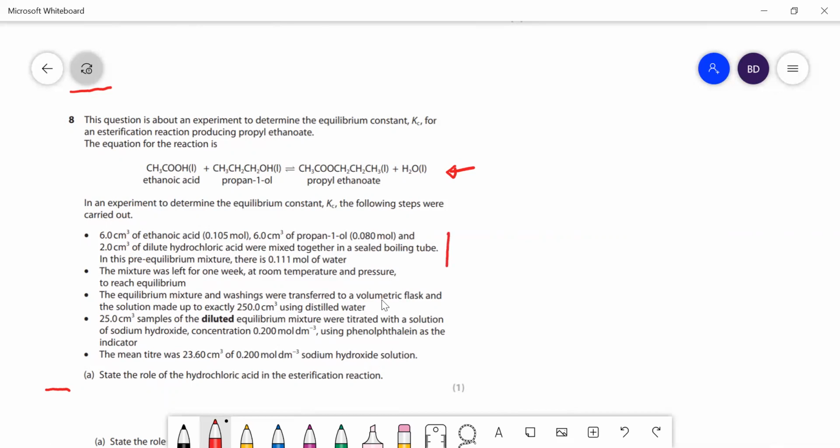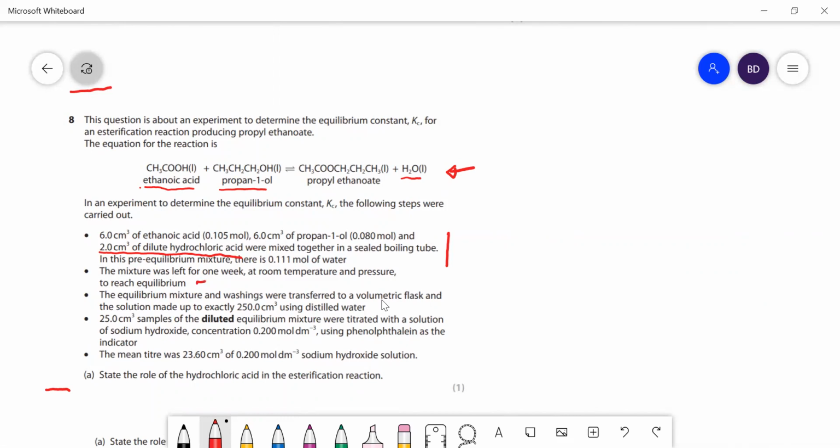We start off with just the ethanoic acid and the propanol. We haven't got any ester, but we do have some water. And they also add a bit of hydrochloric acid, and they ask what that is for in the next question, and it's a catalyst. That's what it's for, and again, you should know that. Right. They leave the mixture for a week.